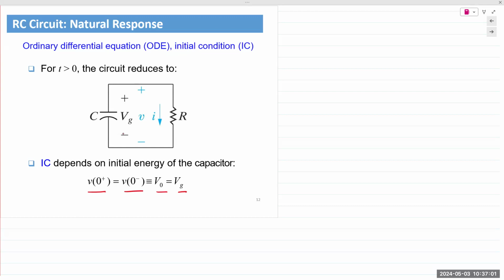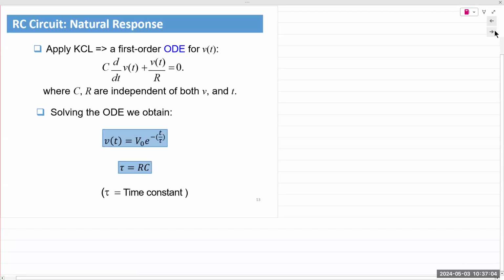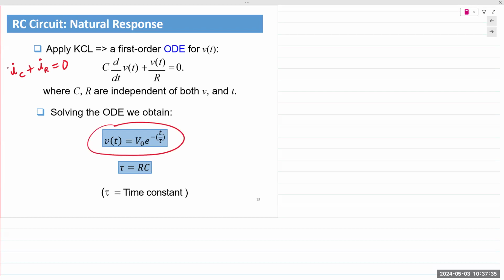Then, to analyze, we apply KCL at the top. We get capacitor current IC plus IR equals 0. Plug in the capacitor current equation: IC is C dV over dt. Current is V over R. Plug in those values and you have a first order differential equation. You solve that, and you obtain the exact same expression, except this time it's for voltage. V of t is V0 times e raised to minus t over tau.